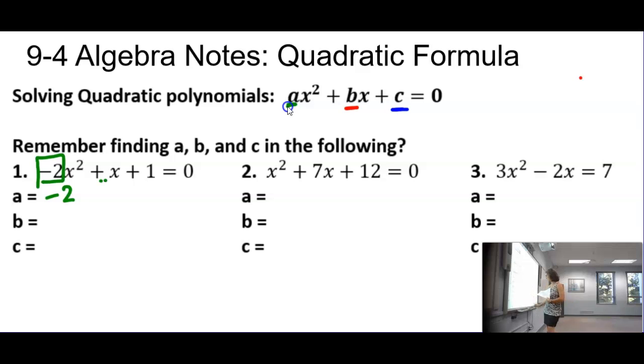What's the number in front of the x? What's the number in front of the x here? 1. That's my B because there's only an x there. And my C is also 1 because that's my constant. Okay? Identify A, B, and C. You need to be able to do this.